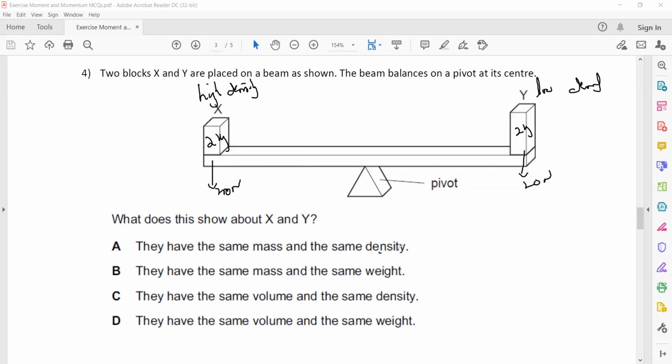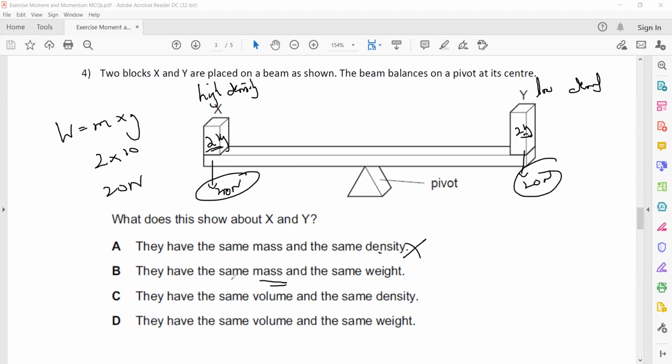So when we compare, they don't have the same density, that's why A is wrong. They have the same mass. If the mass of this object is 2 kilogram, the other will also be 2 kilogram. And when we find the weight, weight is mass multiplied by gravity. So mass is 2 and gravity is 10, so weight will be 20. So 20 Newton weight is there for object X and 20 Newton for object Y. So B is the right answer. They don't have the same volume, so C and D are totally wrong. You can clearly see that the volume of Y is larger as compared to that of X.